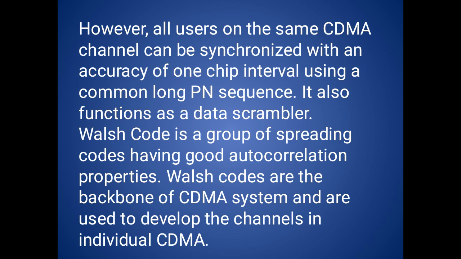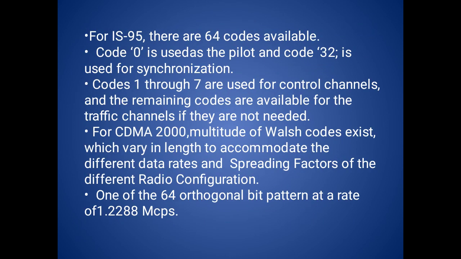They are the backbone of CDMA systems and are used to develop the channels in individual CDMAs. For the IS-95 system, there are 64 codes available, as I told. Code 0 is used as a pilot and code 32 is used for synchronization. Codes 1 through 7 are used for control channels and the remaining codes are available for the traffic channels if they are not needed. CDMA2000 is a version of CDMA.